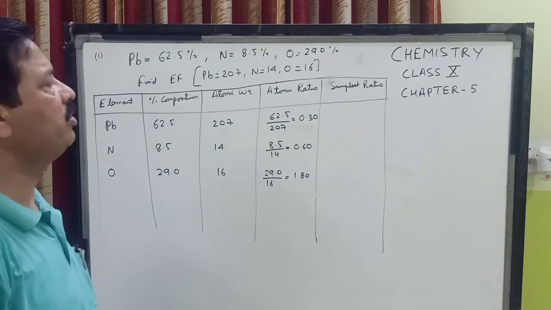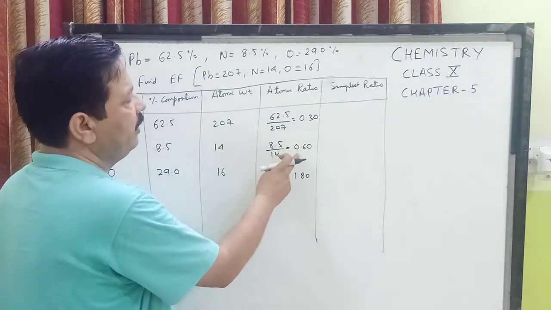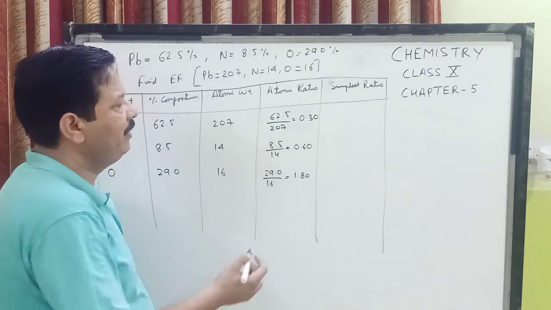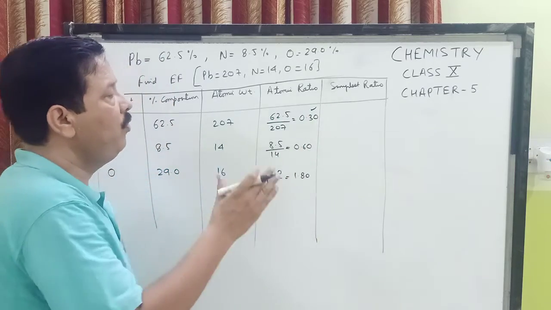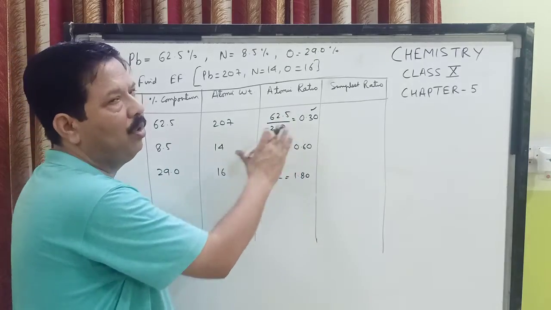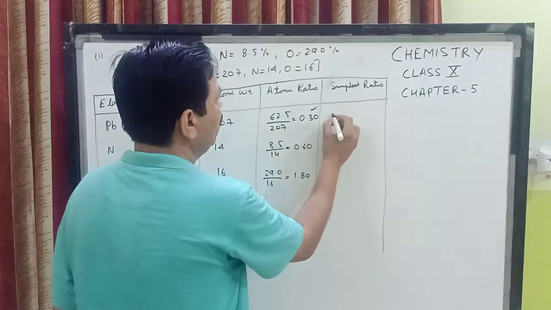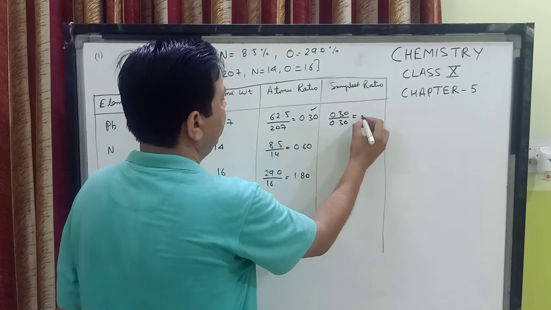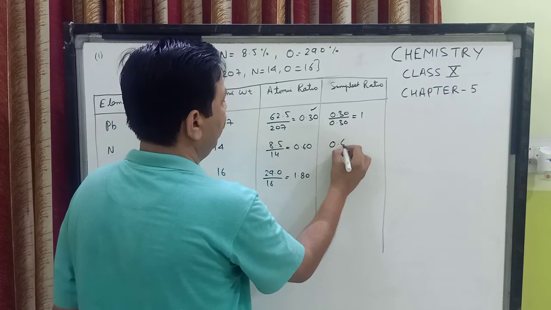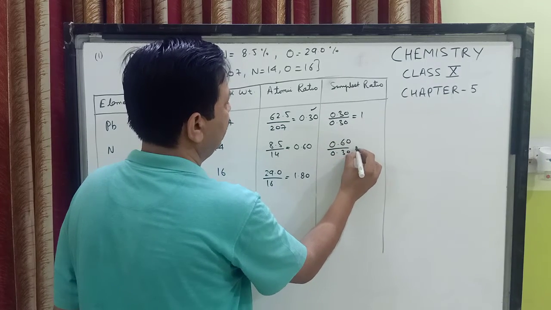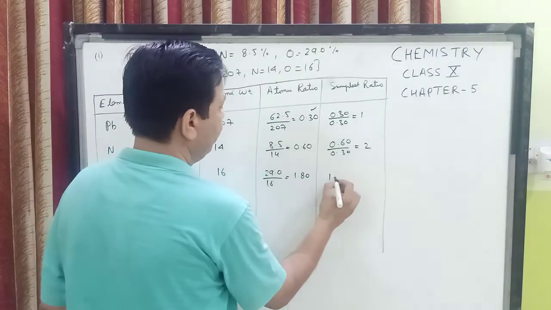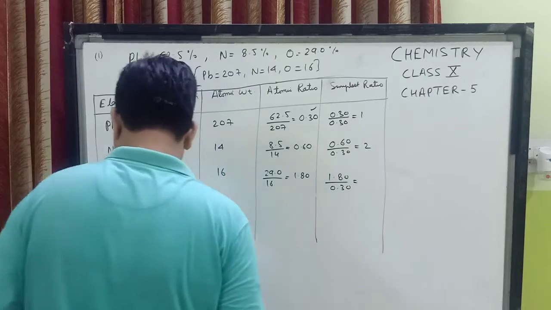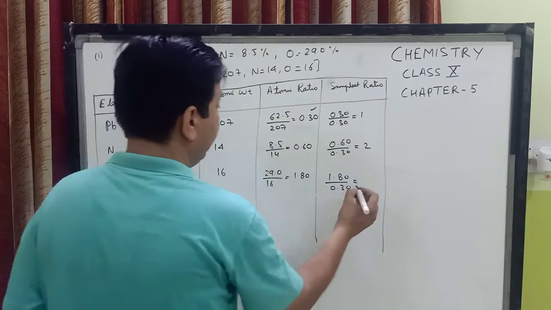For the simplest ratio, children, we see which is the smallest value among all these values in the atomic ratio column, and we see that this is the smallest. So we divide all these values by the smallest value. For the simplest ratio, 0.30 is the smallest, we divide it by 0.30, and it comes out to be 1. And 0.60 divided by 0.30 comes out to be 2. And 1.80 divided by 0.30 comes out to be 6.